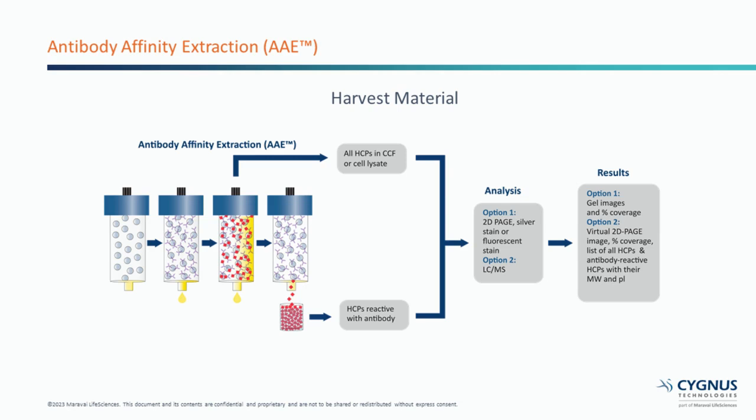And the results are reported in gel format if we do 2D PAGE. If we do mass spec, we can identify all the HCPs that are in the harvest, and all the immunoreactive HCPs, those that the antibody has reactivity to. We also will know their molecular weight and pI, or isoelectric point. And because we know those parameters, we will be able to build a 2D virtual PAGE with mass spec data.